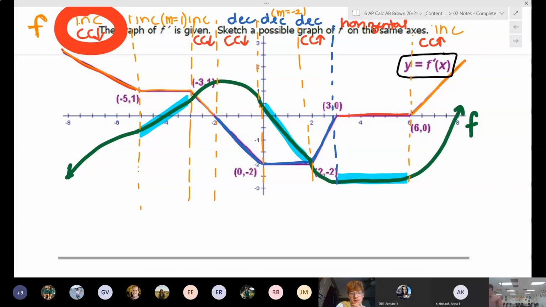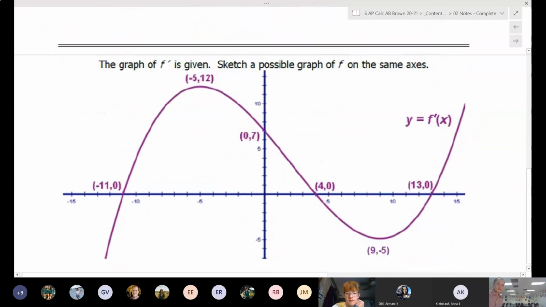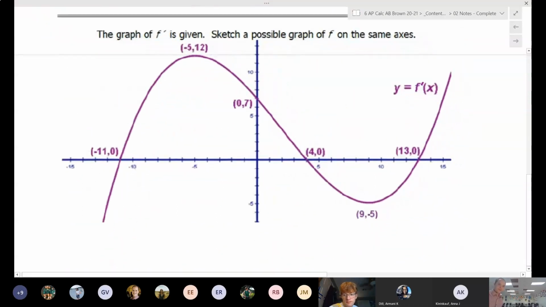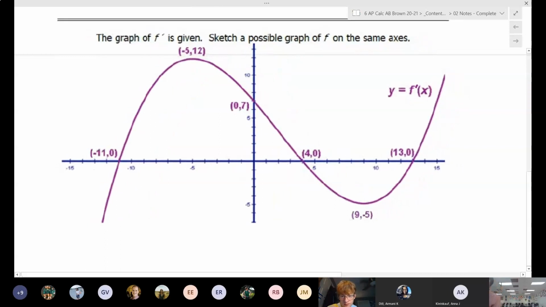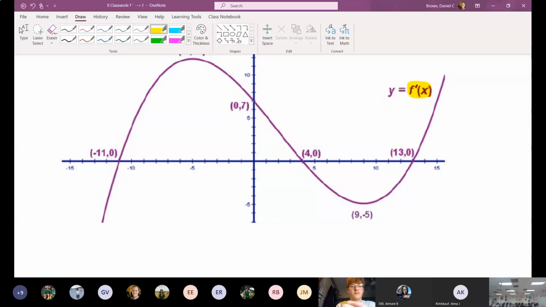Let's try the second one. I think the second one actually works out nicer, believe it or not, just because it is more of a smooth function. So I want to look at this one. Yes, this is the same graph we did yesterday, but now I am saying that this is f prime, and we want to graph f.